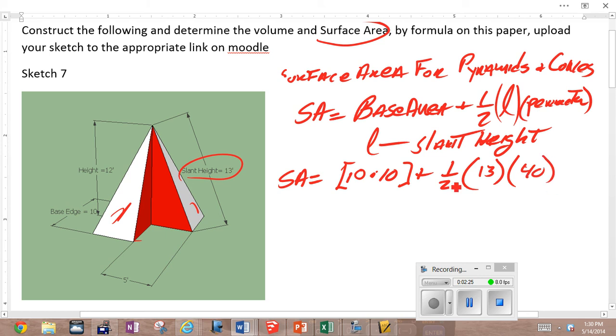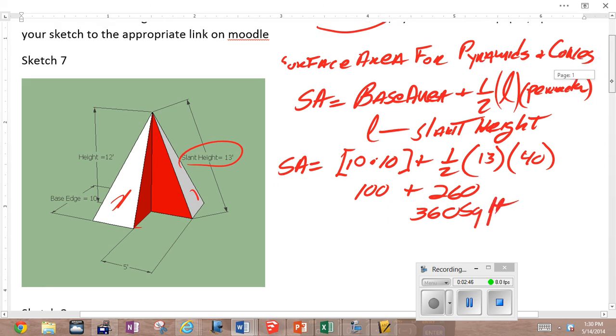So that's basically it. We've got 100 plus a half of the 40, which is 20, and 20 times 13 is 260. So I've got 360 square feet of surface area in that pyramid.